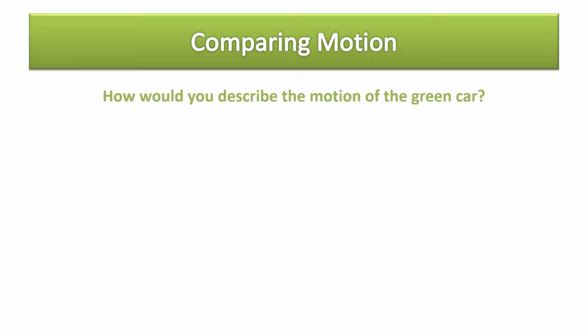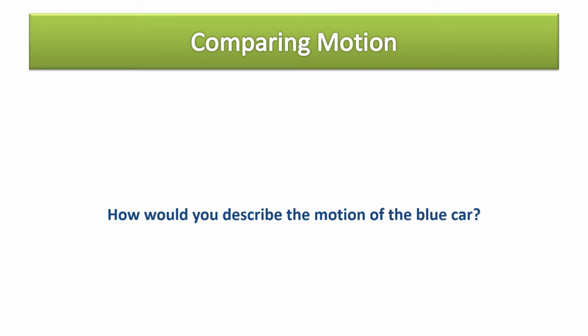So it says, how would you describe the motion of the green car? Think about it. How would you describe that motion? Maybe you'd say it's moving to the right. You would be correct. Tell me about the magnitude of the velocity. So yeah, you're telling me the direction of the velocity is to the right. The magnitude, is the magnitude changing? In other words, is it speeding up or slowing down at all? It seems to be moving at a pretty constant velocity. So that's how I would describe the motion. It's moving at a constant velocity to the right.